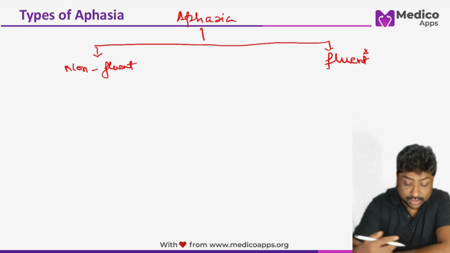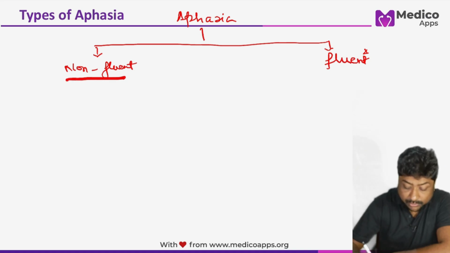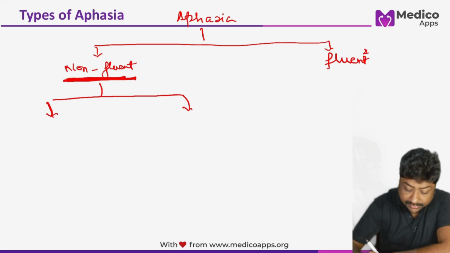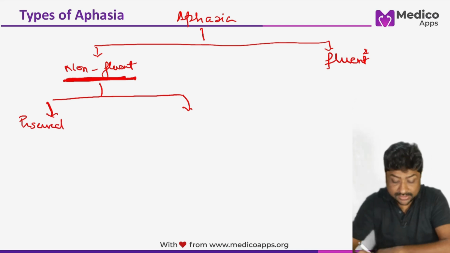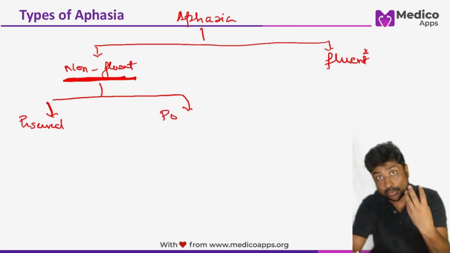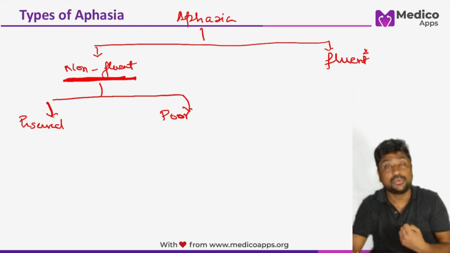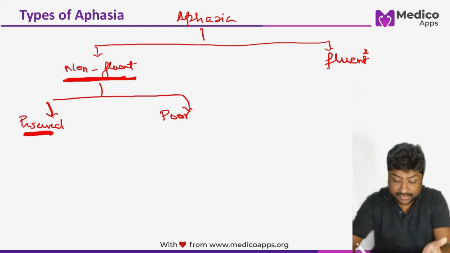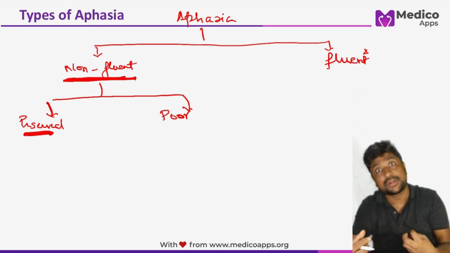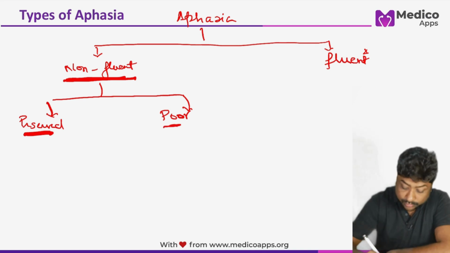Once we have seen whether the patient is able to speak or not, further, if the patient is not able to speak, there can be two scenarios, and this is related to the comprehension part. The comprehension can be preserved or the comprehension can be poor. In the first case, the patient is able to understand, but is not able to speak out properly. Here, the patient is not able to understand and is not able to speak out.